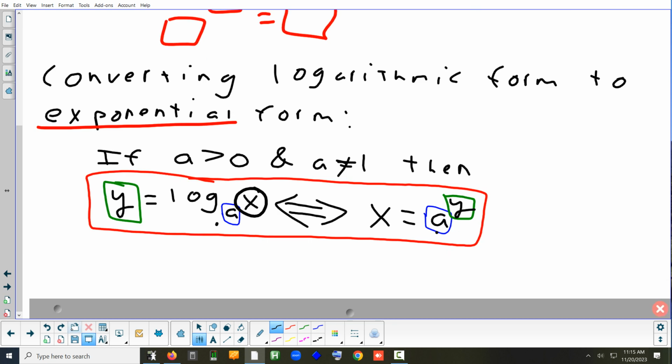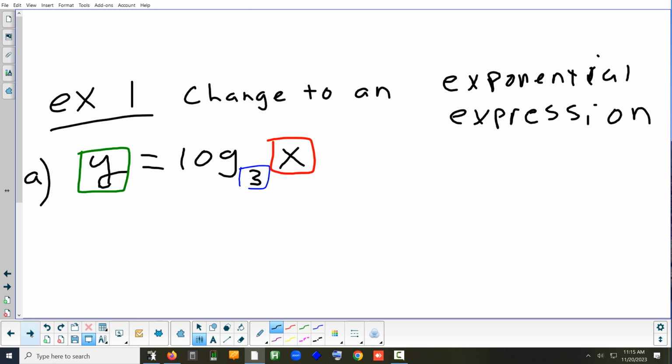And that's it. That's how you change between log form and exponential form. So let's try a few examples. Okay, that is log form. Okay, so we're going to change to exponential.